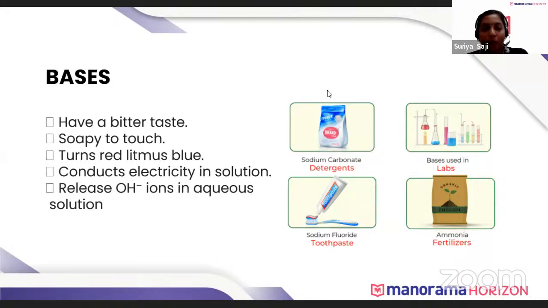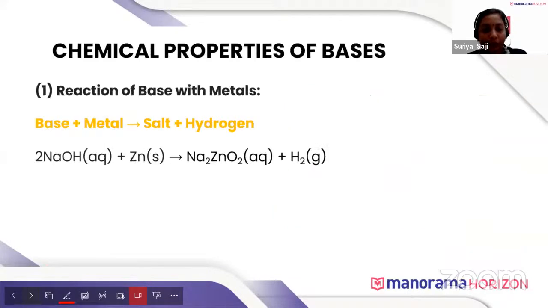Okay. So we have seen the properties of acids. We'll see the chemical properties of bases next. Similarly, bases react with metals and form hydrogen. Same as before, we will get a salt and hydrogen.